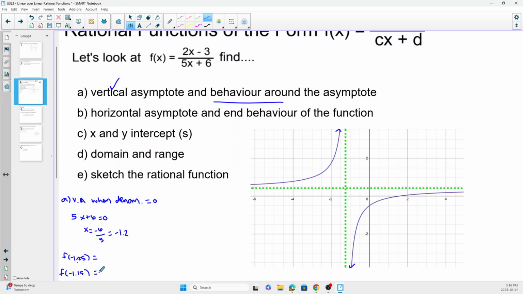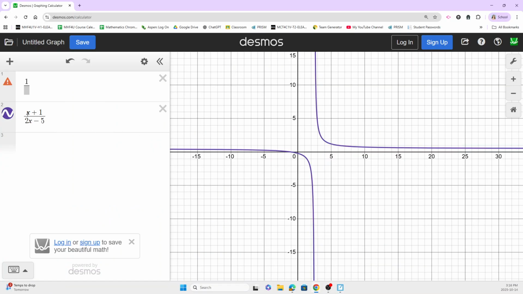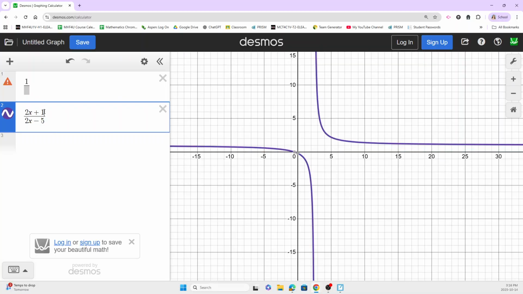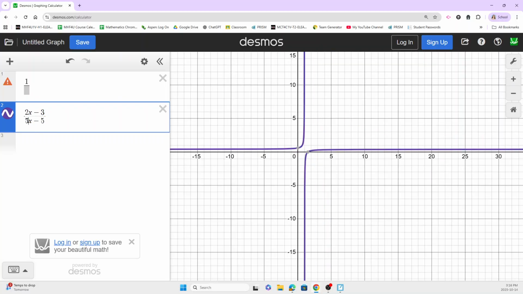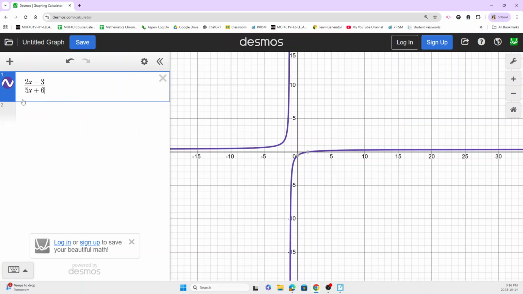So you would have to actually get out your calculator and sub in those values. I have not already done this. Do I even have my calculator close by? So what we're going to do is use Desmos: 2x minus 3 over 5x plus 6, and this is f at x, and I don't know what that is.